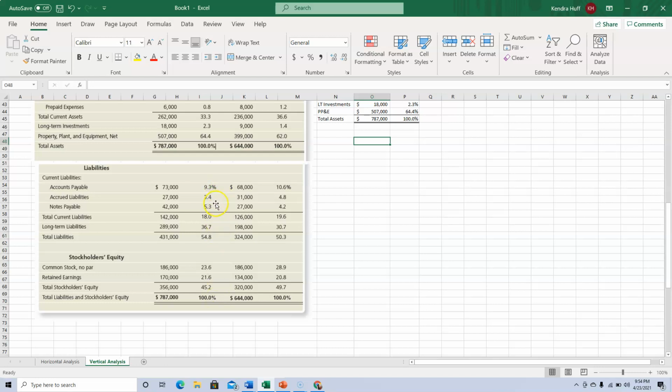And then you can see where their money is. Of their liabilities, 37% of it's long-term. Well, of liabilities and equity, 37% of liabilities and equity is long-term liabilities. And then equity is 45%.